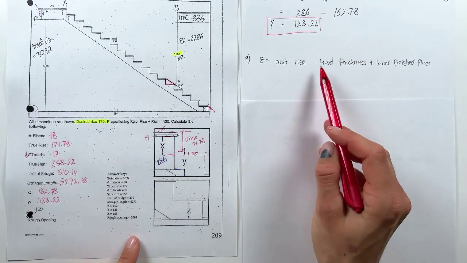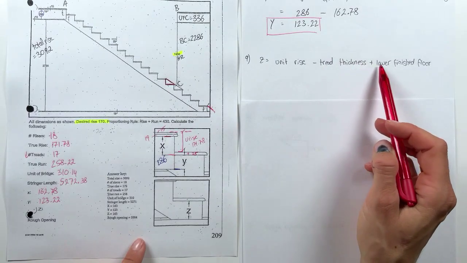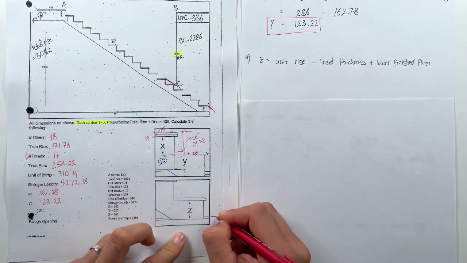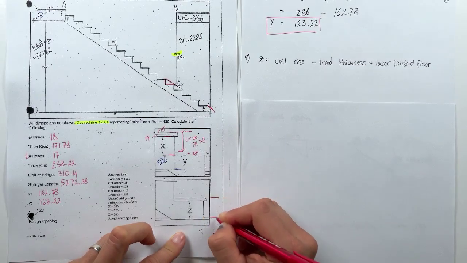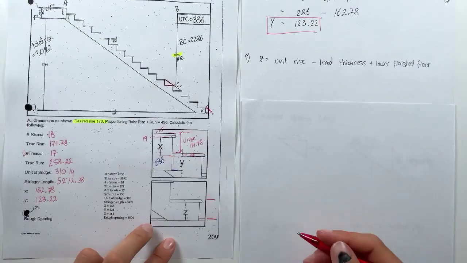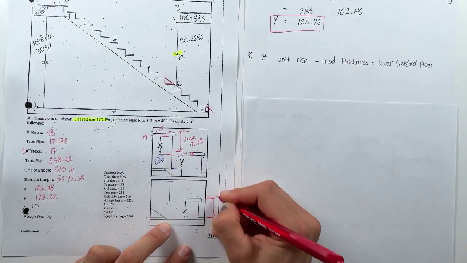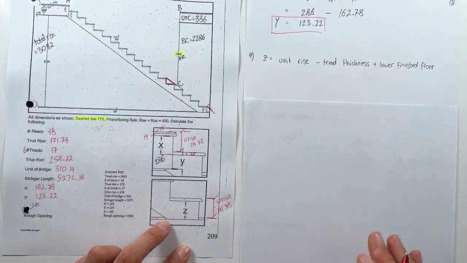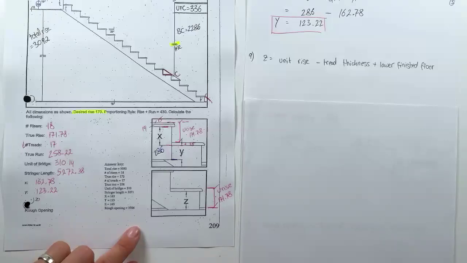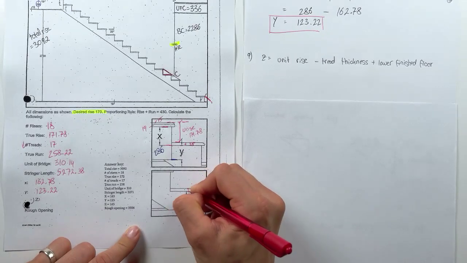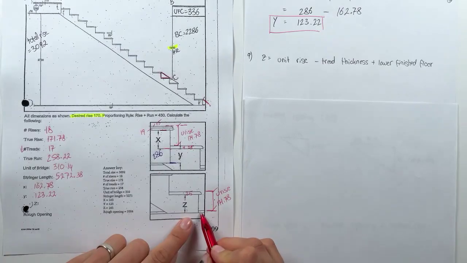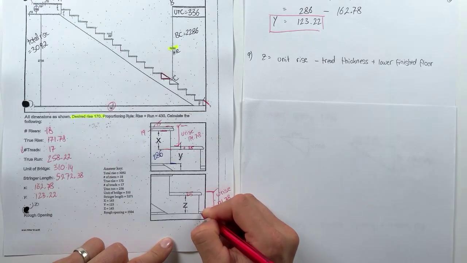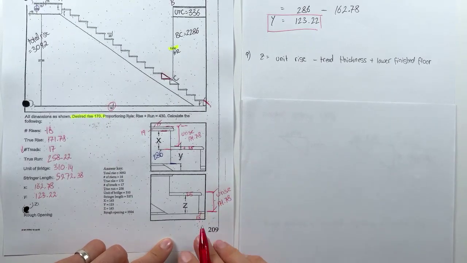It's going to be our unit rise minus our tread thickness plus our lower finished floor. So let's see. Our unit rise goes from finished floor to tread, or top of tread to top of tread. So this right here is our unit rise, 171.78. Our tread right here, we know what that is. That's 25. And do we know our floor thickness? Yes, we do right here. It's the 18. It's not much space to write in there. So we'll put it right here.